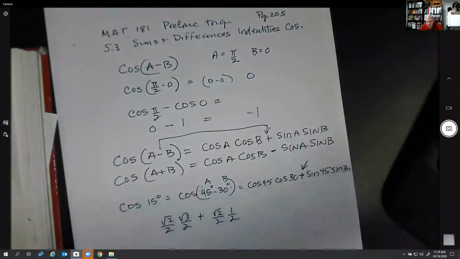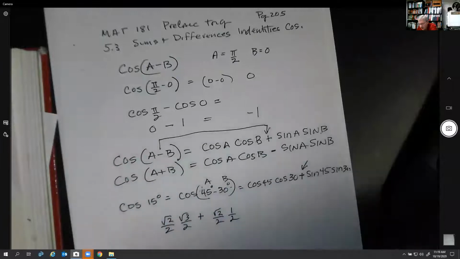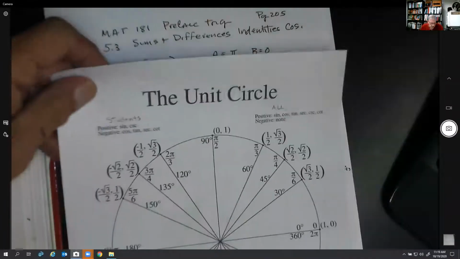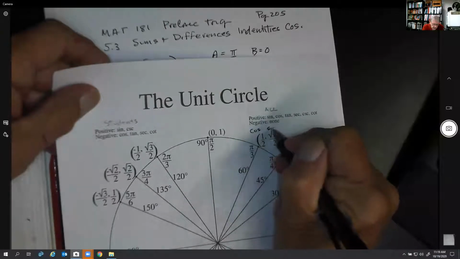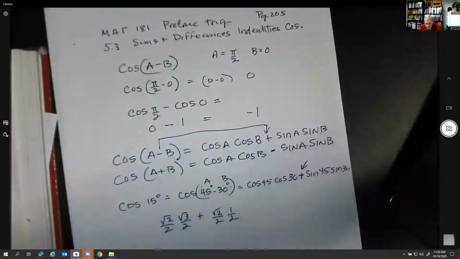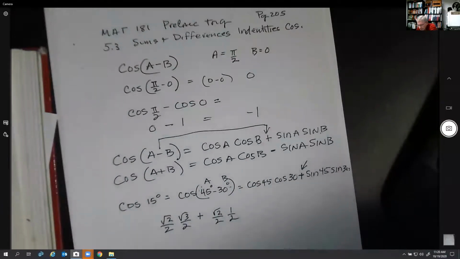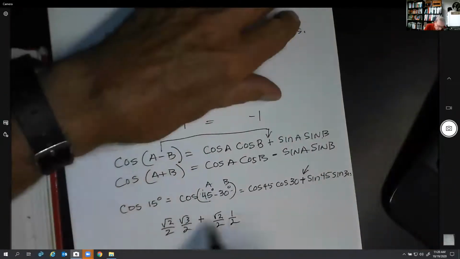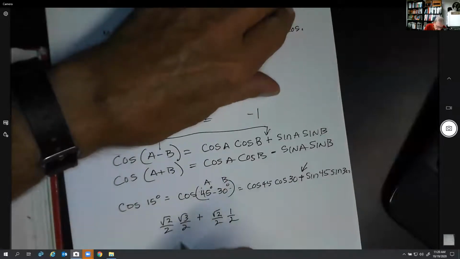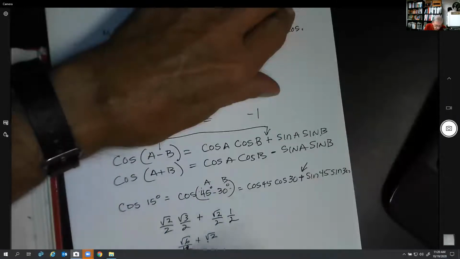So you look those up in your table or using your unit circle. You can use your unit circle. Remember, this is cosine, this is sine. So however it's easier, I've got it also here. Lots of different ways. Okay, so then you multiply that out and see what you get. You get radical 6 over 2 plus radical 2 over 4, excuse me, 2 times 2 is 4, and you get radical 2 over 4.